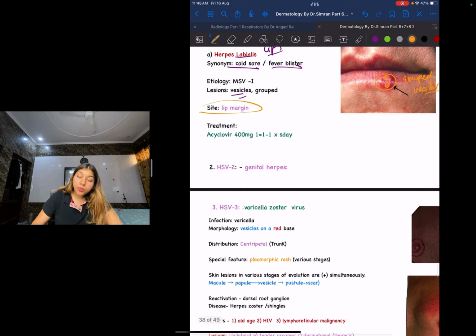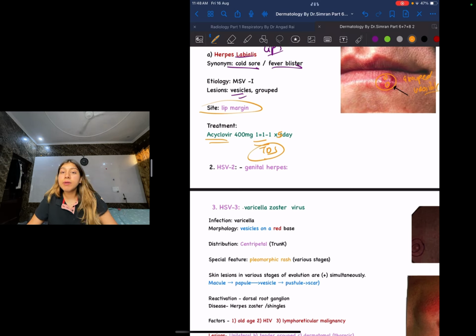So guys, what is going to be the treatment? Since we already know this is caused by HSV1, obviously we're going to use acyclovir, and the dosage we're going to give is 400 milligrams, thrice a day. This is what you need to know. And guys, this is for 5 days. We're going to give it TDS, thrice a day, for 5 days. This is going to be your treatment for HSV1.